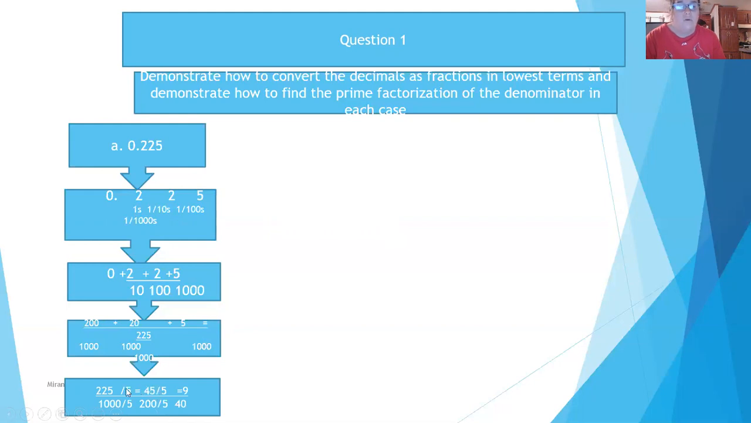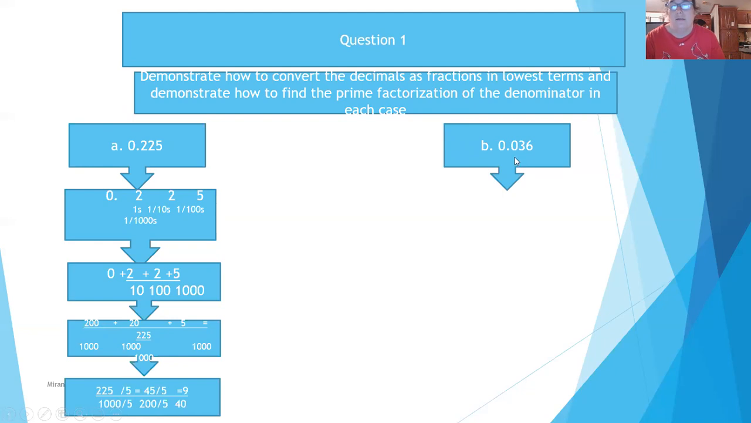So we're going to divide by 5, and it's going to give us 45. We're going to divide by 5, it's going to give us 200. Then we're going to divide 45 by 5, and it gives us 9. And then we're going to do 200 by 5, it's going to give 40. That's our lowest terms, right here. Okay, our next question is B, it's 0.036.